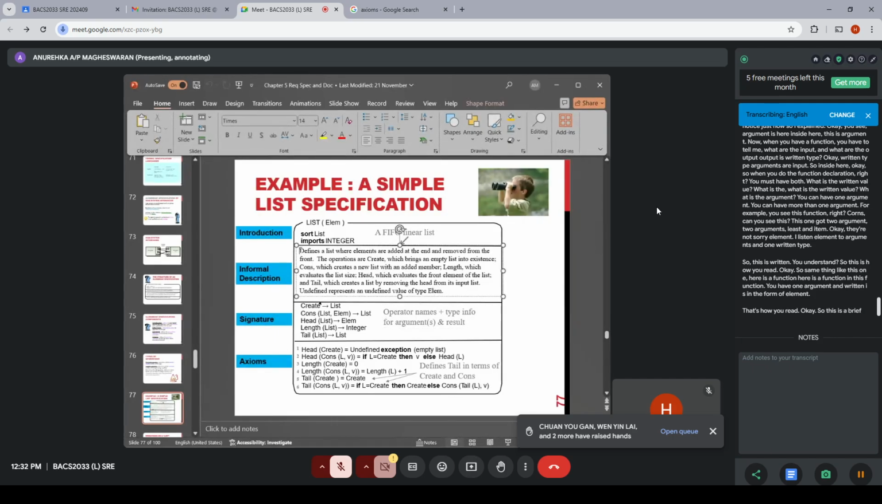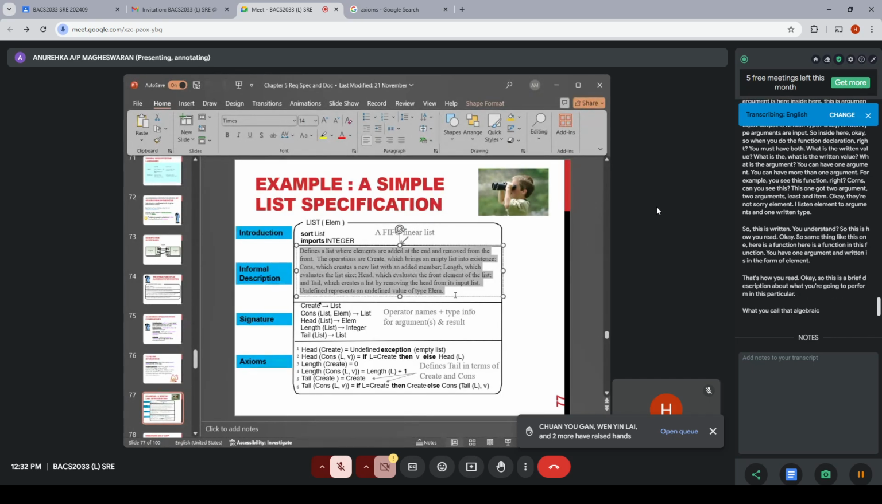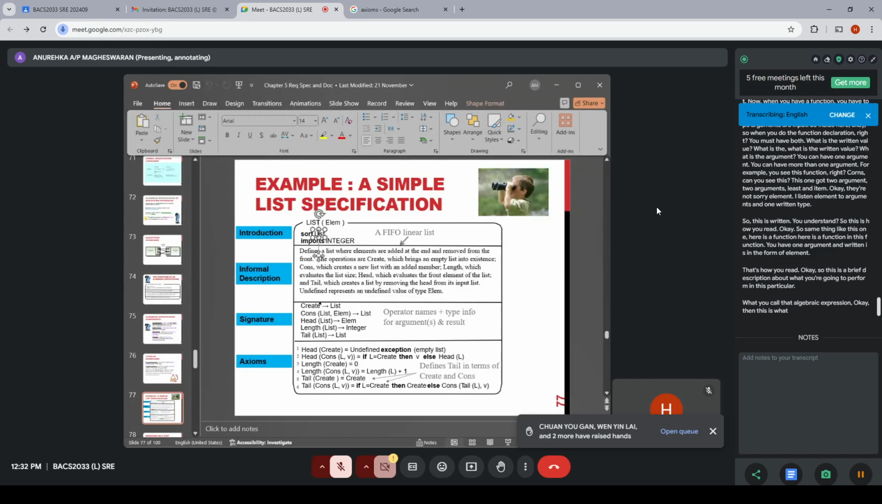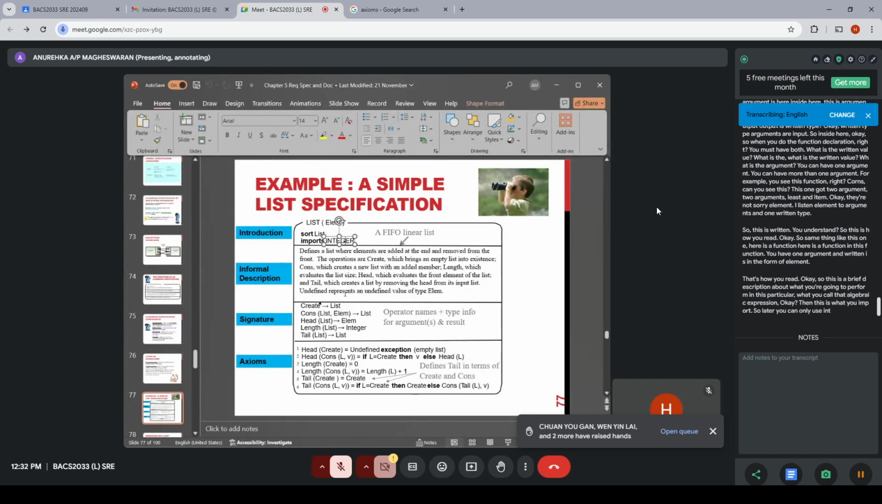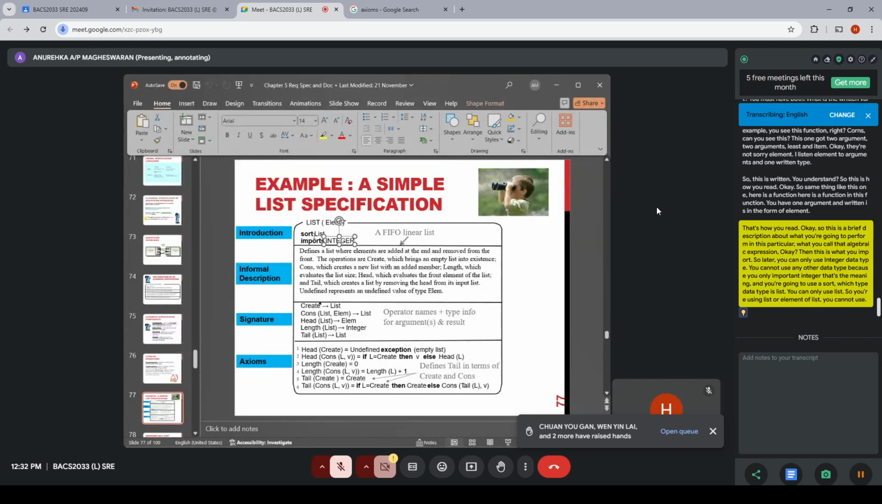So this is a brief description about what you're going to perform in this particular algebraic expression. Then this is what you import. So later you can only use the integer data type. You cannot use any other data type because you only imported integer. That's the meaning. And the sort you're going to use is list. You can only use list, or an element of list. You cannot use any other new mathematical notation because you didn't import it. Do you understand or not?